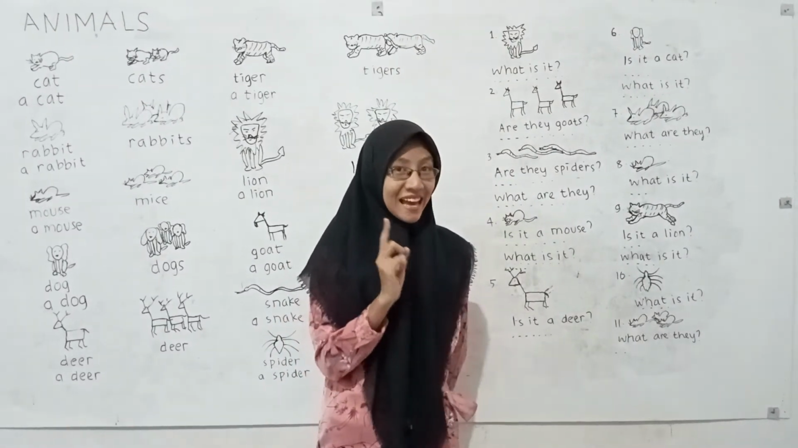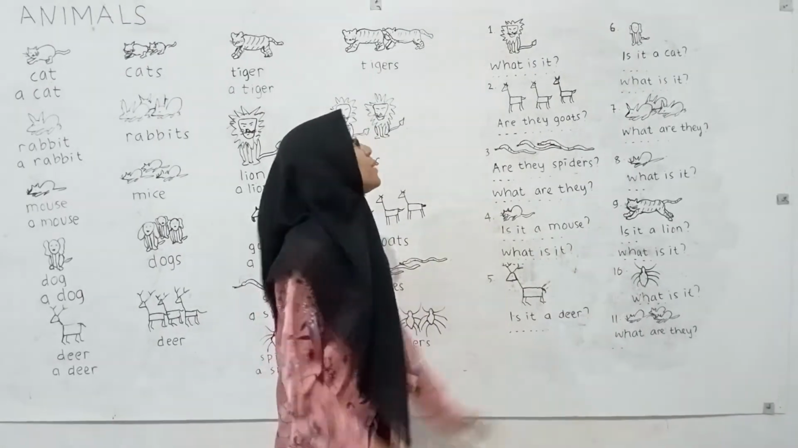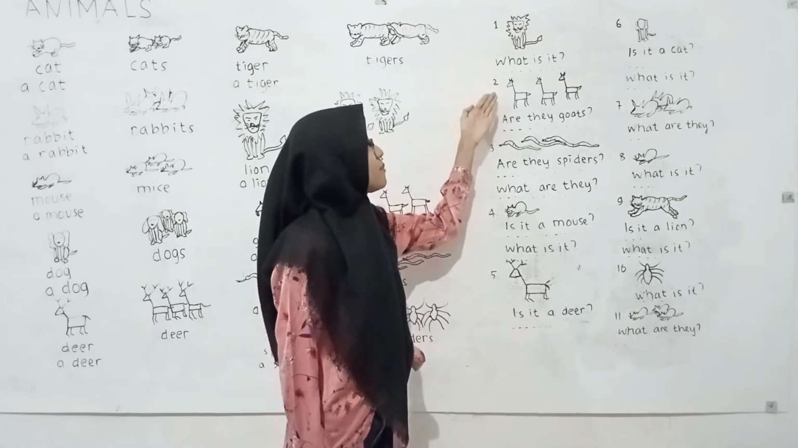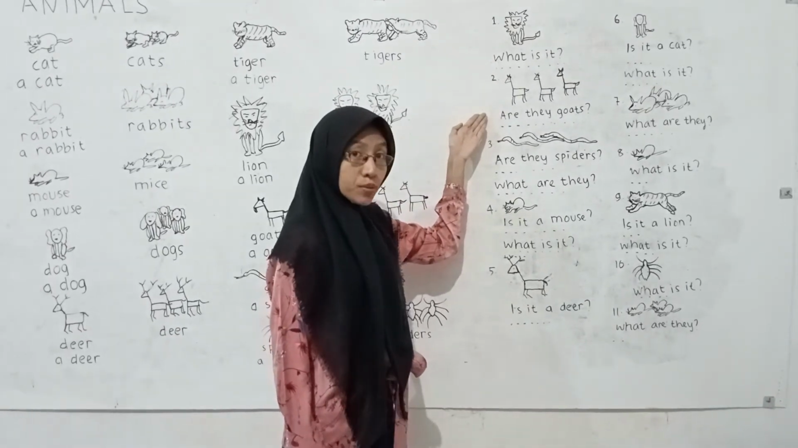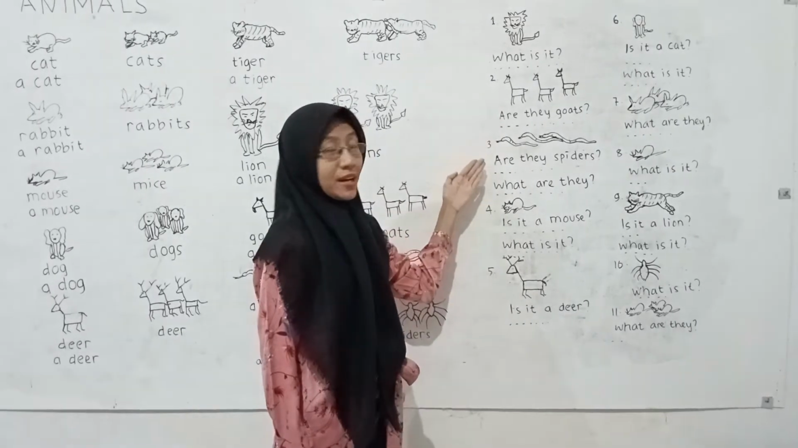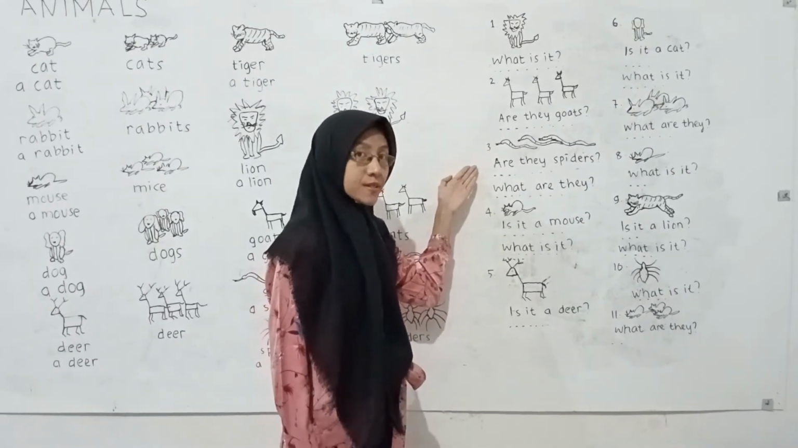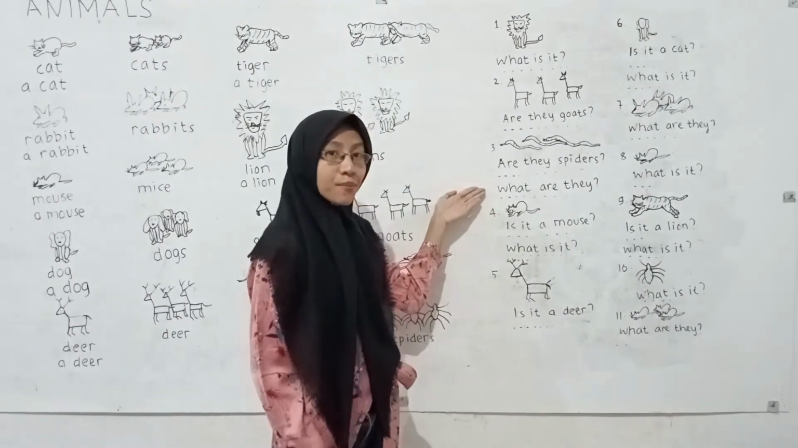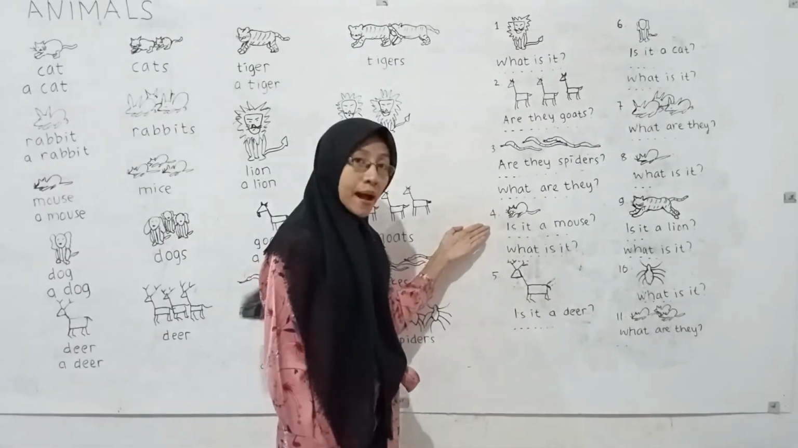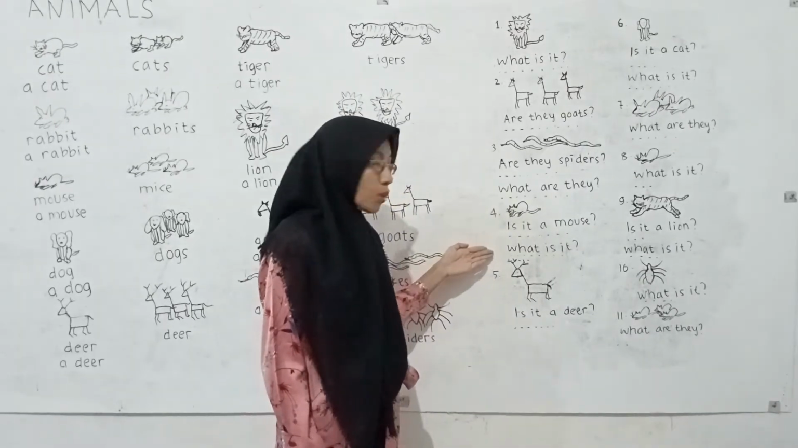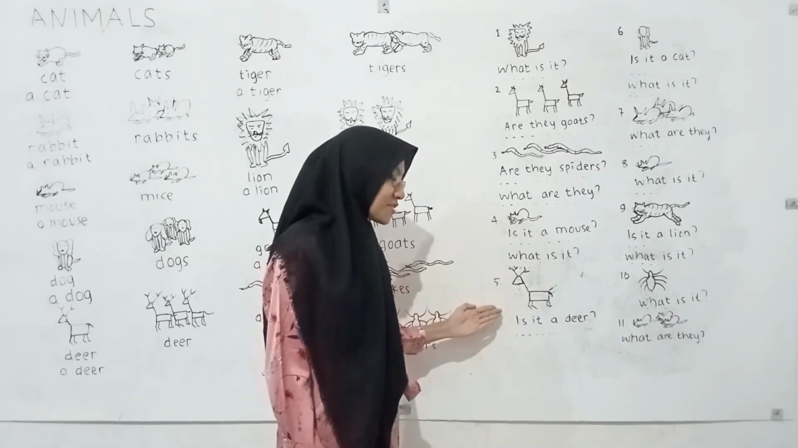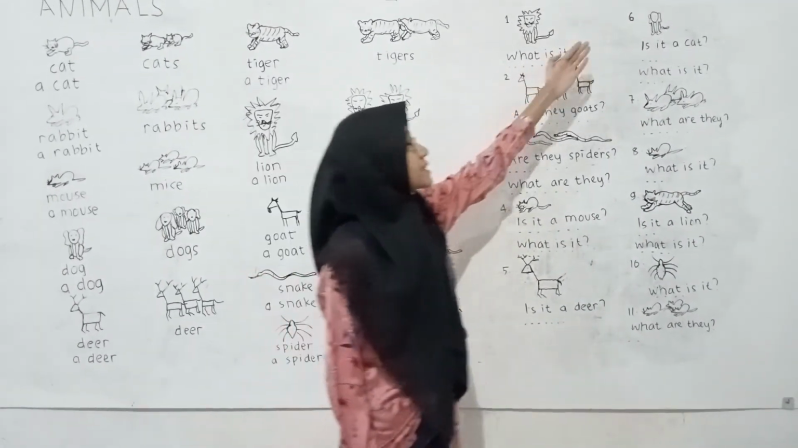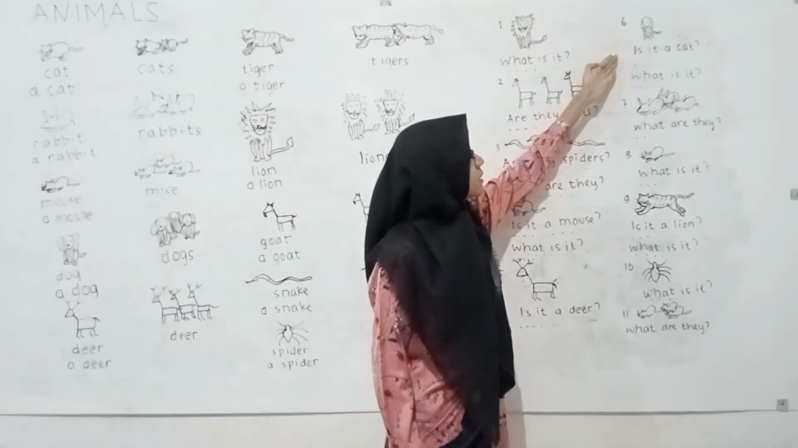Nah, seperti biasa kita ada latihan. Jangan lupa dikerjakan ya. Oke, number 1. What is it? Number 2. Are they goats? Number 3. Are they spiders? What are they? Number 4. Is it a mouse? What is it? Number 5. Is it a deer? Number 6. Is it a cat?